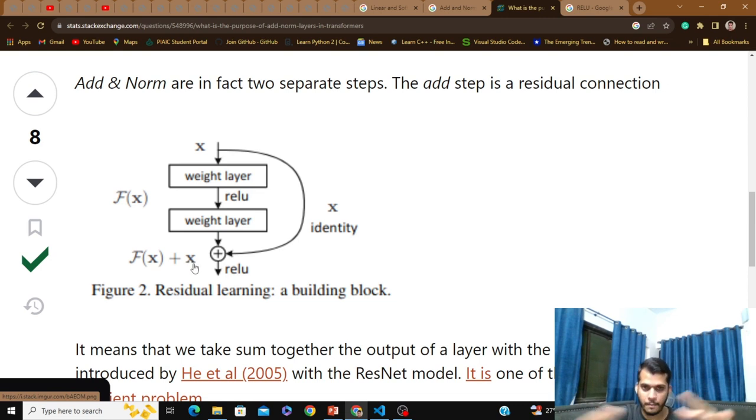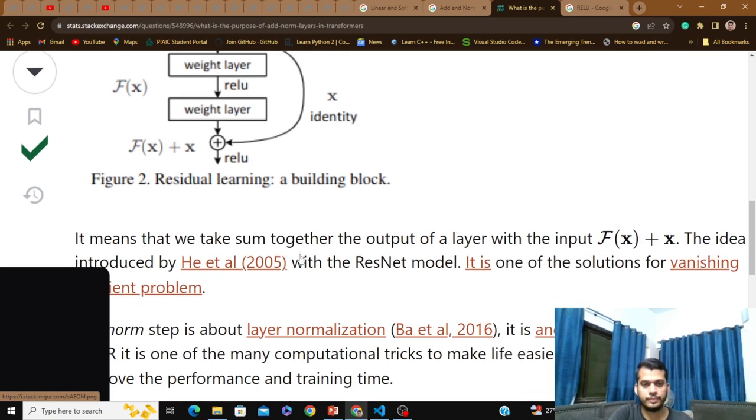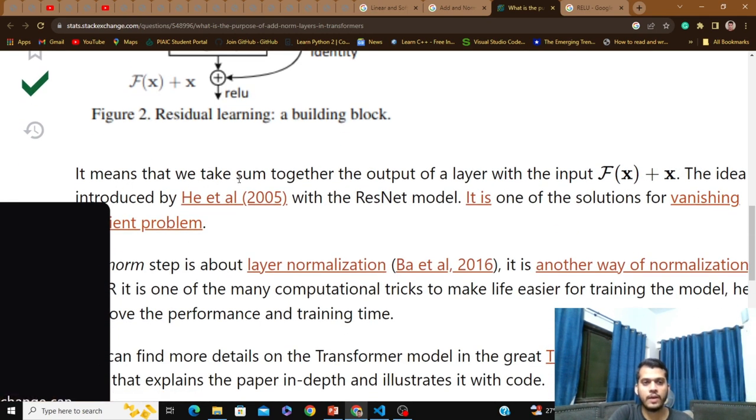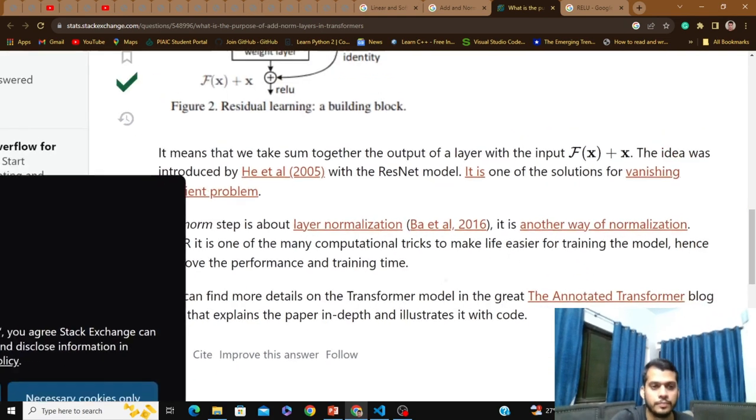F(x) plus x. We combine each layer with a residual connection, which means we take the output of a layer and add the input: f(x) plus x. This was introduced by He et al. along with the ResNet model. It is one of the solutions for the vanishing gradient problem.